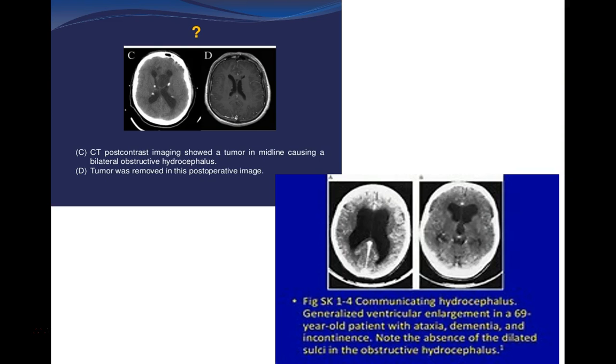And then this one here, because of a tumour, which you can see at the top in the bit that's marked C. This is a bilateral obstructive hydrocephalus, and then the second picture is post-op once the tumour's removed, so you can see the ventricles are much smaller again. And then this one is more of a generalised ventricular enlargement, so communicating hydrocephalus. This case said it was a 69-year-old with ataxia, dementia and incontinence.